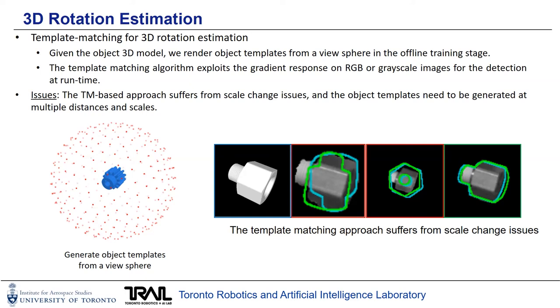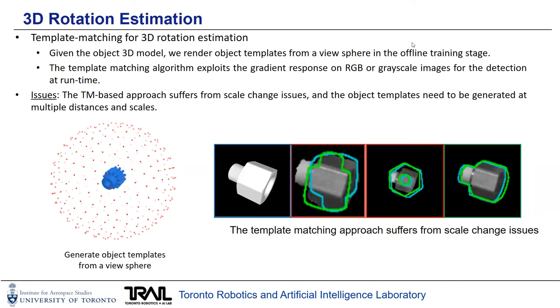For another direction, what people do is cast rotation estimation as a classification problem. For each viewpoint, they discretize the entire rotation space, estimate the out-of-plane rotation as a classification problem, and do a regression for the in-plane rotation. That's definitely way better than direct regression. But that approach also suffers from the scale problem, because even if you use a network, you still need to train it at different scales and different depths.